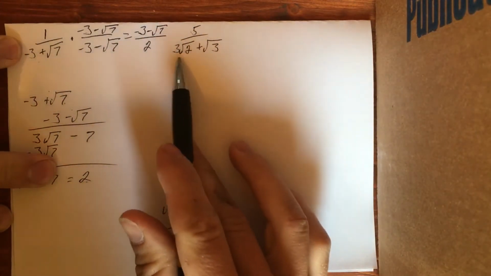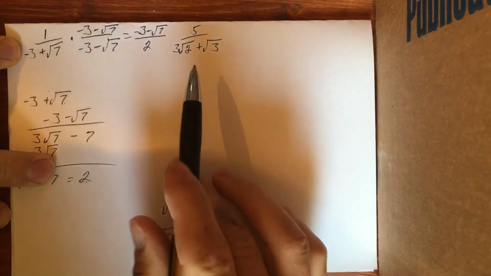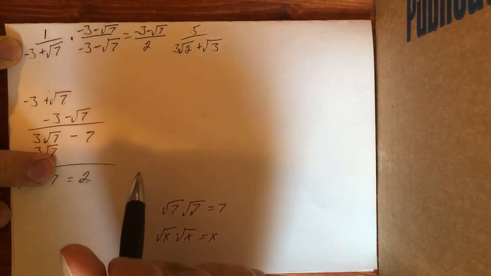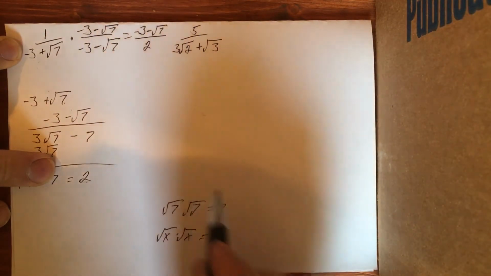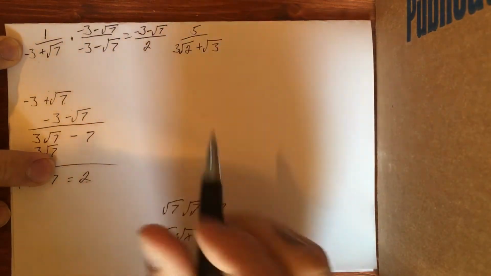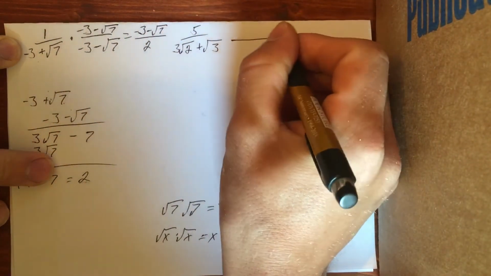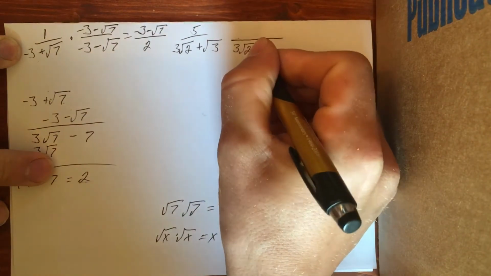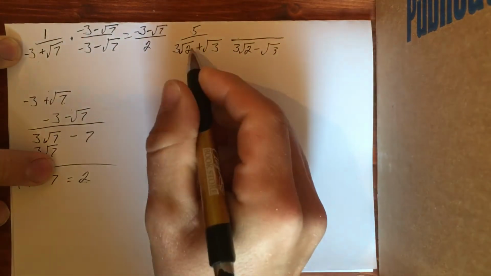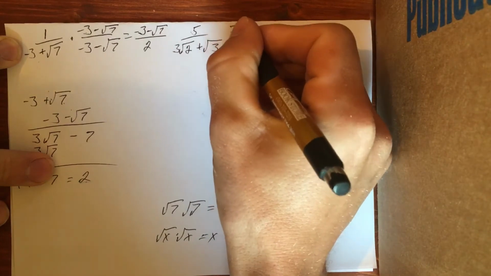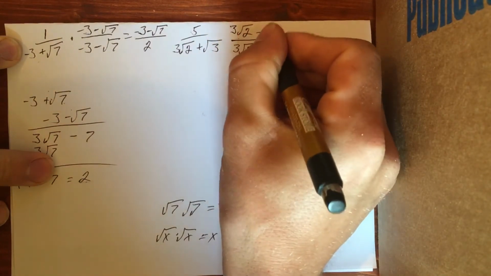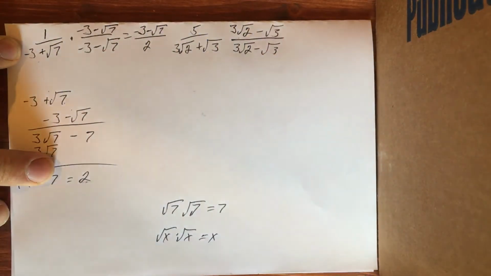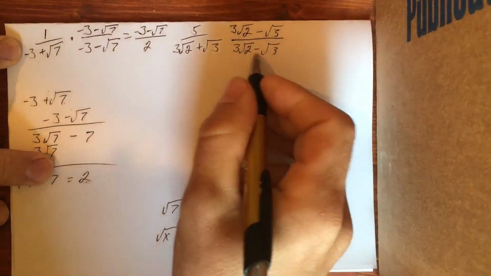5 over 3 times the square root of 2 plus the square root of 3. Let's multiply the entire business by its conjugate. So it's 3 the square root of 2 minus the square root of 3. Just change the second sign. And 3 the square root of 2 minus the square root of 3 in the numerator too. Okay, and let's multiply these two together.